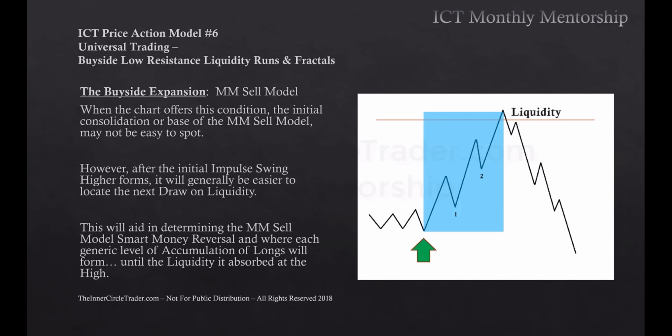Now, when the chart offers this condition, the initial consolidation or base of the market maker sell model may not be easy to spot, as I mentioned earlier. However, after the initial impulse swing higher forms, it is generally going to be easier for you to locate the next draw on liquidity. In other words, you can see it after it starts. This is generally when you see the optimal trade setting up. It's, oh, there, that's what it's trying to do.